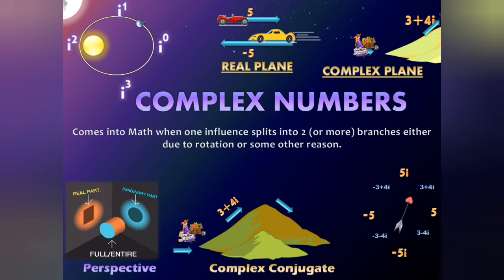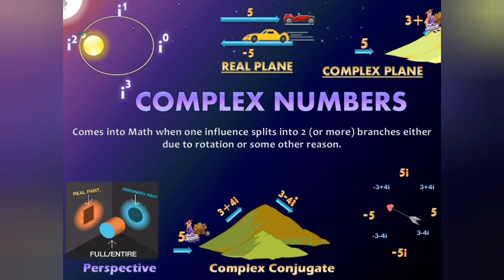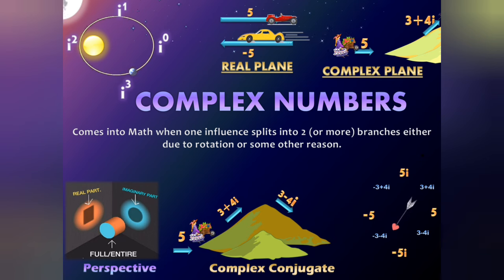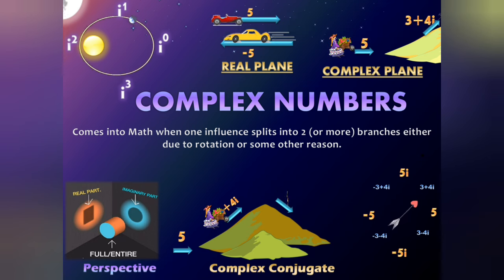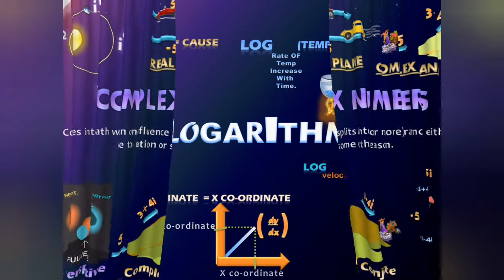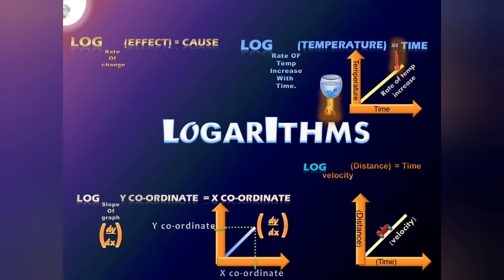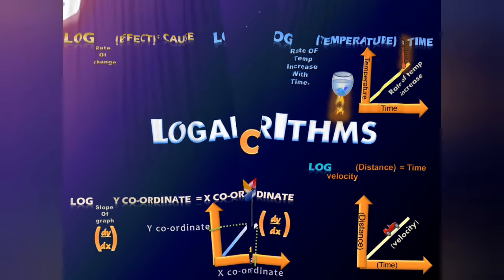Complex numbers. They come into math whenever one parent force or influence gets divided into two daughter influences. You can call one daughter influence the real part and the other daughter force the imaginary part. What if the base of logarithms is the rate at which change takes place? What if log of a number gives you the cause for every effect?